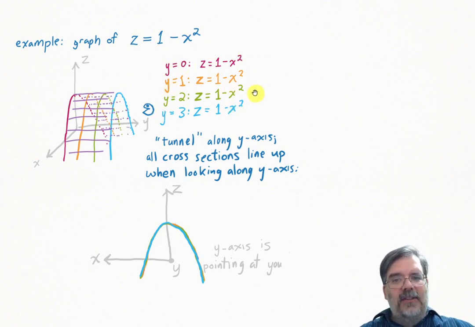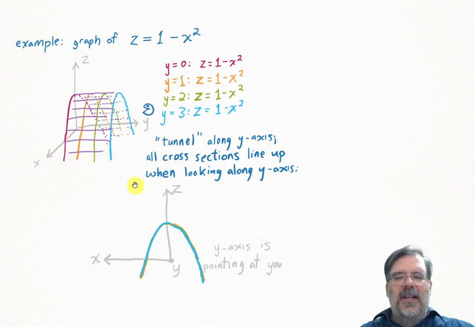In each case, plugging in y has no effect. We're left with the same equation here, which means that each one of these cross sections is a parabola facing downwards because of the negative sign in front of x squared. And its vertex is at z equals 1. So each cross section, when y equals 0, 1, 2, 3, those cross sections line up along the y-axis.